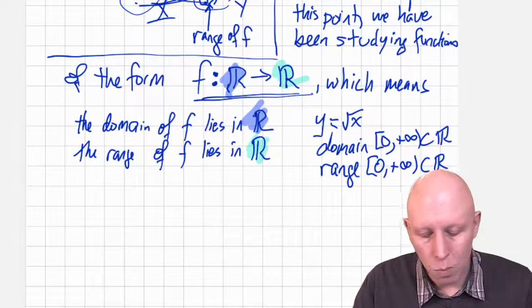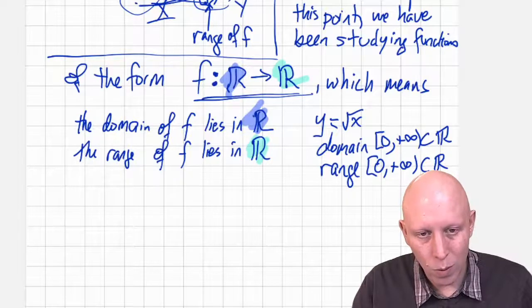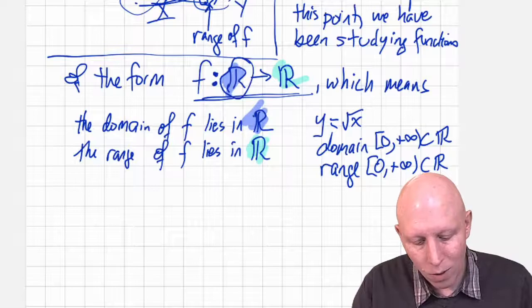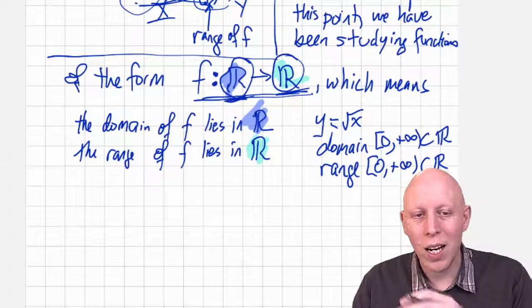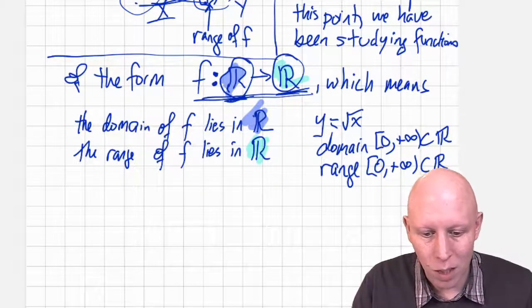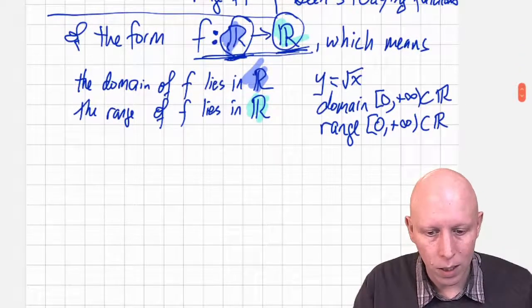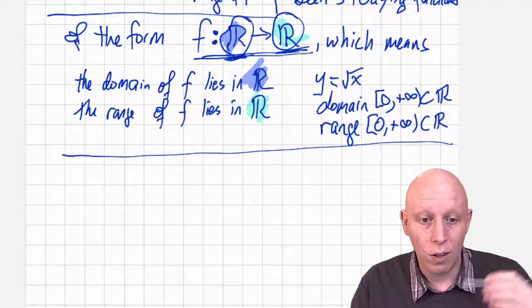So what we can say is that even though we're writing that it's a function from R to R, that doesn't mean that the domain is R, and it doesn't mean that the range is R. It's telling us what type of elements are put into the function and what type of elements come out of this function. All right, so that's talking about functions.